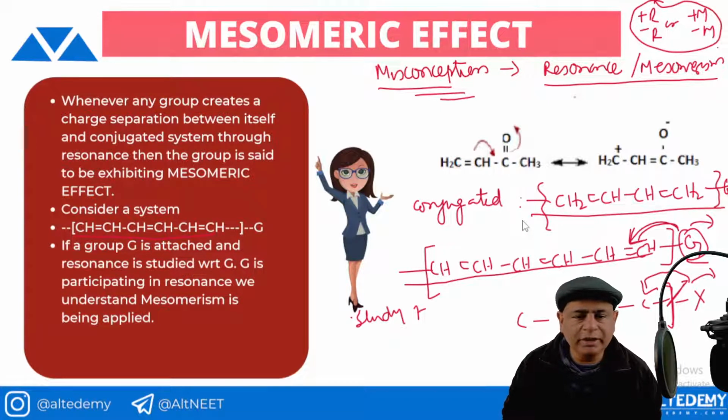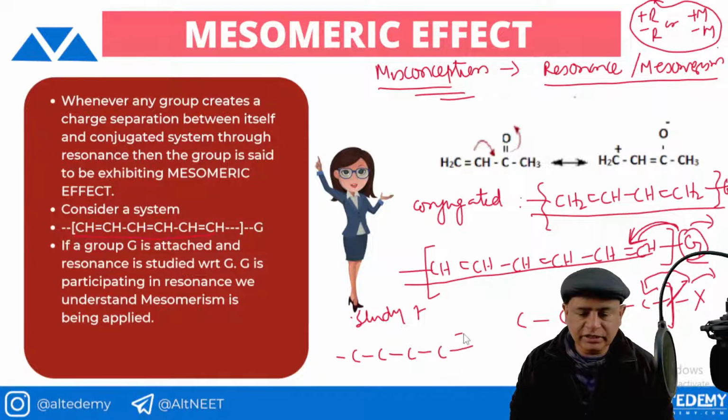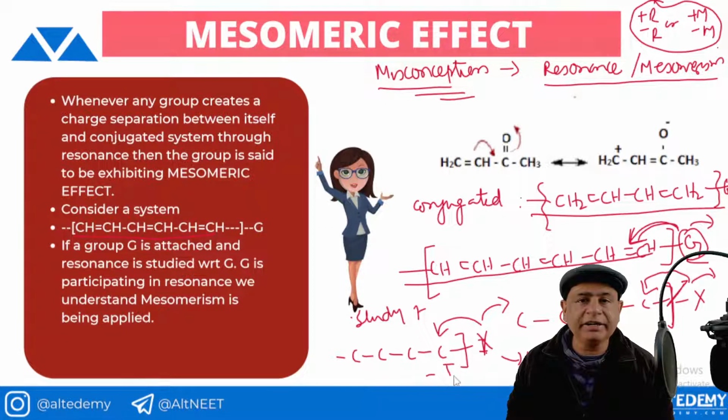We just told about the mesomeric effect, a very small thing that we have said. Earlier we studied the inductive effect, and we told you that if there is a carbon chain and a group X attached here, it can either push electrons or pull electrons through sigma electron transmission, and that we understood as the inductive effect.